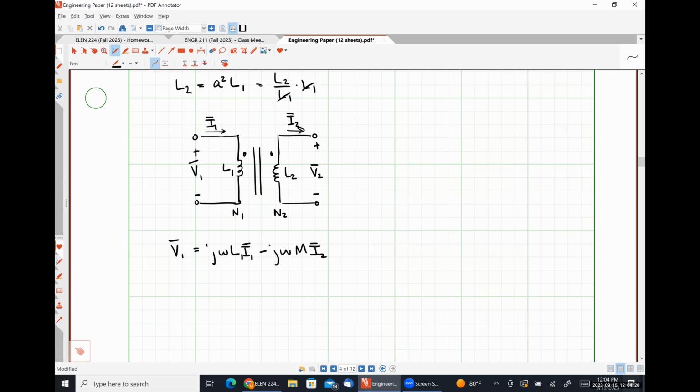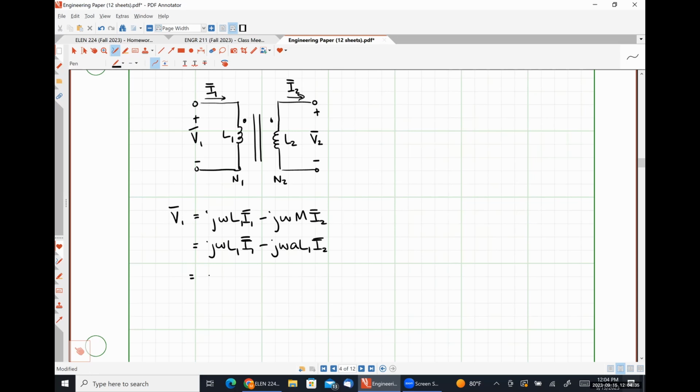So that's going to be j omega L1 I1 minus j omega a L1 I2. And I'm going to take out a common factor of j omega L1 so that we have j omega L1 times I1 minus a I2. Over here, on the right-hand side, we're going to do the exact same thing for V2.